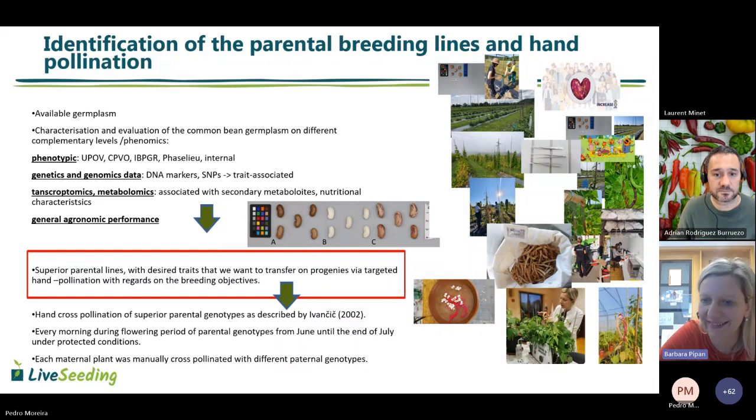This is a very delicate activity, which is of course done in the screen house under protected conditions during the flowering period of the common bean, which is the end of June and the whole of July. And here it is very important that we have synchronized flowering, because all those parental lines are different and are of high variability, and they don't flower at the same time.